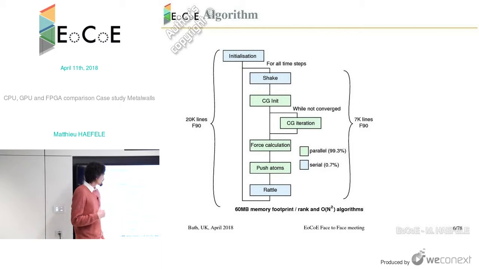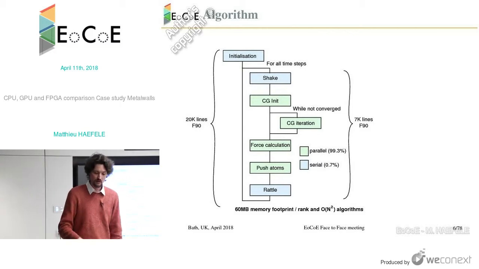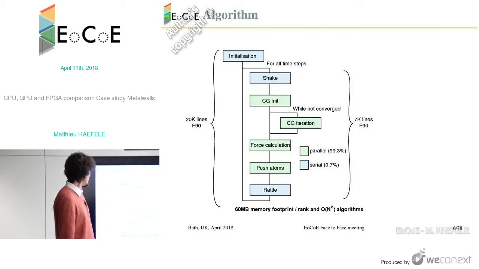Only the green boxes are parallel, meaning 99.3% of the execution time is in serial. So it means that with a couple of hundreds of cores, we are limited by Amdahl's law. But it's part of the to-do list to parallelize the blue box as well.